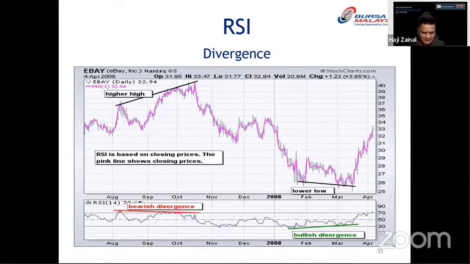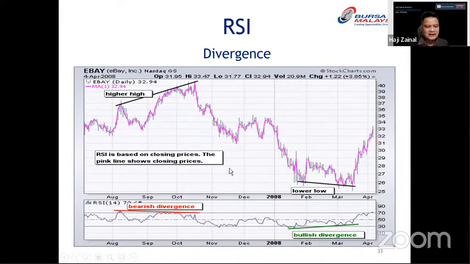This is divergence. RSI is very good at divergence. Very powerful. One of the powerful indicators for divergence is RSI. As we can see, the price action creates a higher high, but the RSI is not creating a higher high. So the second high in the RSI is lower than the previous high. This is what we call a bearish divergence.